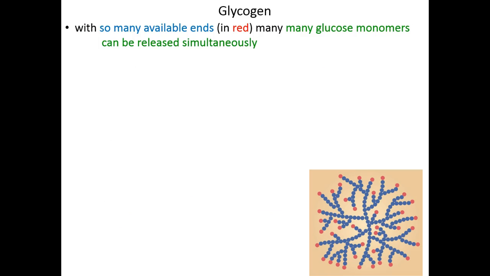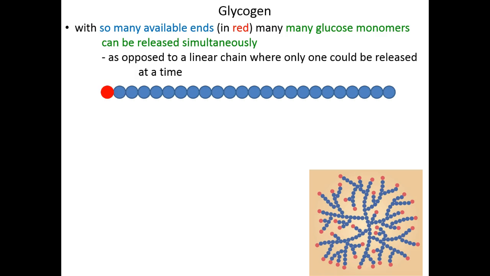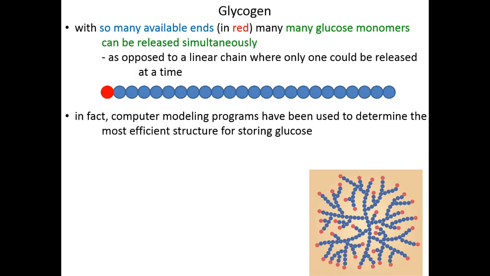This evolved structure for glycogen is the most efficient. With so many of those available glucose ends, remember in this diagram they're depicted in red, there are that many, many more glucose monomers that we can release all in one shot. If that chain of glucose were linear, like amylose, again, we can only release one molecule from an end at a time. We can easily see that in this case we could only release one glucose at a time, and that would be much less efficient.